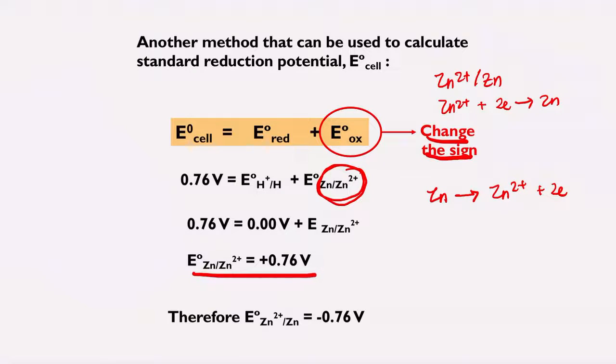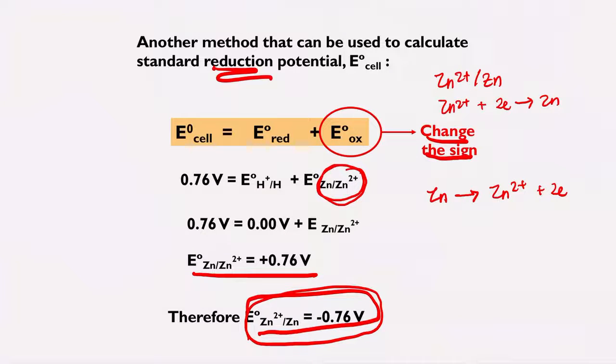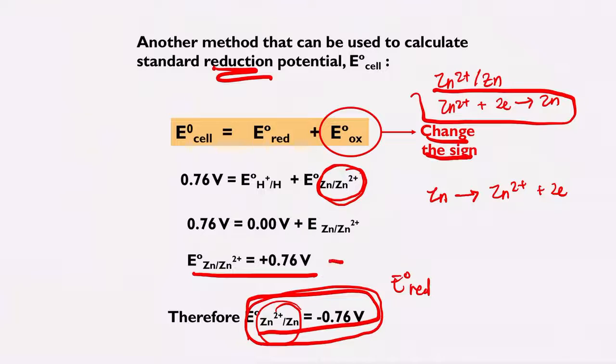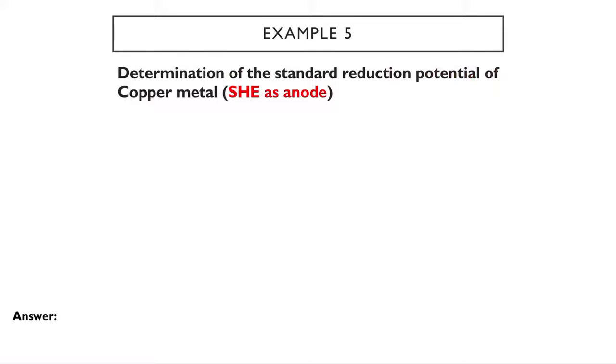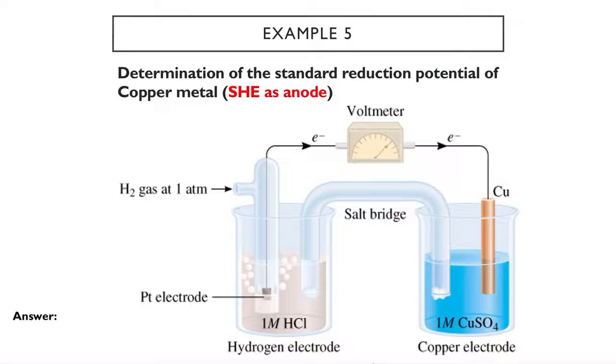Okay, tengok, bila dia minta standard reduction potential, okay, itu yang reduction. Okay, maksudnya dia kena dalam bentuk E0 reduction. Okay, ini reduction, this one. Okay, walaupun awak dapat ni dalam bentuk oxidation, ni this one. Okay, ni awak try lah buat sendiri.